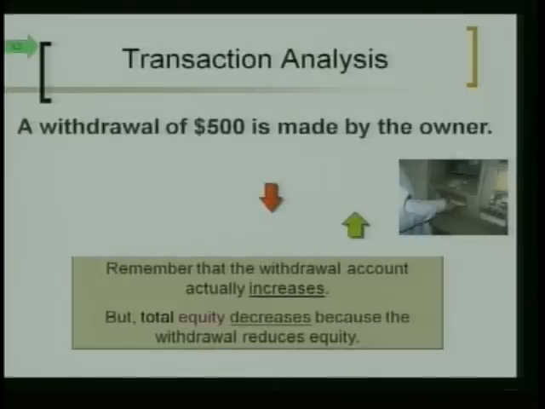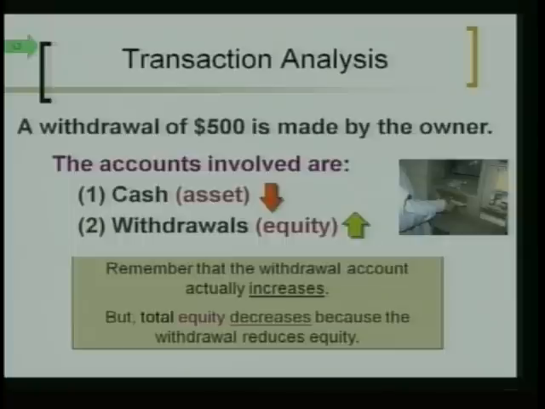A withdrawal of $500 is made by the owner. This is a similar situation. Cash goes down by $500. Withdrawals goes up. But as the withdrawal account, which is where we keep track of these things when the owner takes out assets, goes up, equity decreases because, from your quiz, withdrawals is one of the things that causes equity to go down.